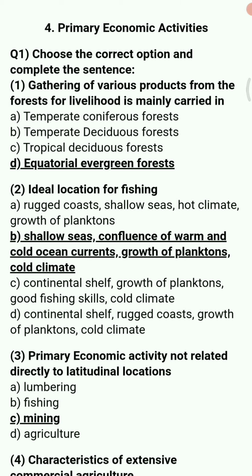The first question is: gathering of various products from the forest for livelihood is mainly carried out in. Now, gathering is what? Collecting the roots, collecting the fruits from the forest. Such type of activity is basically carried out in the equatorial evergreen forest. So that is the correct answer.